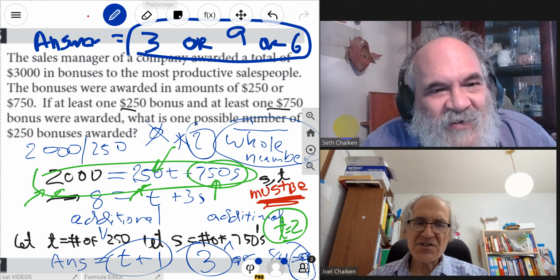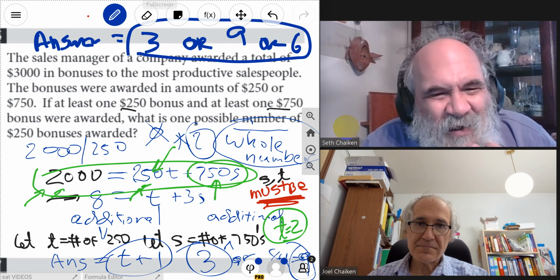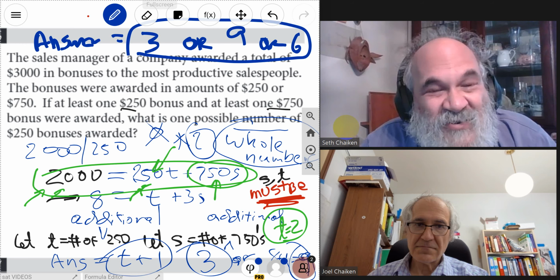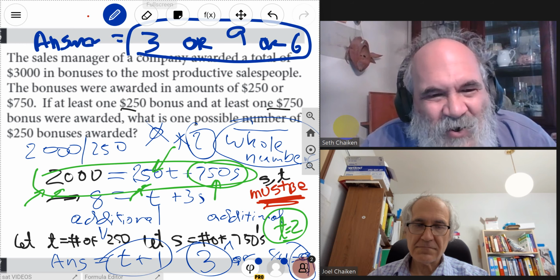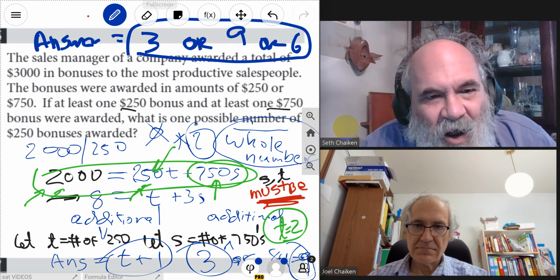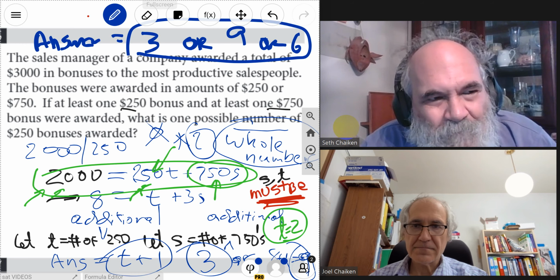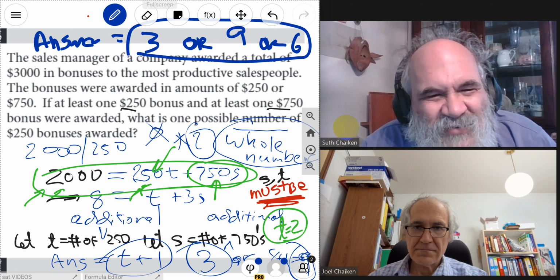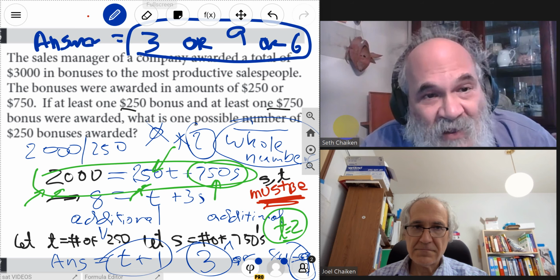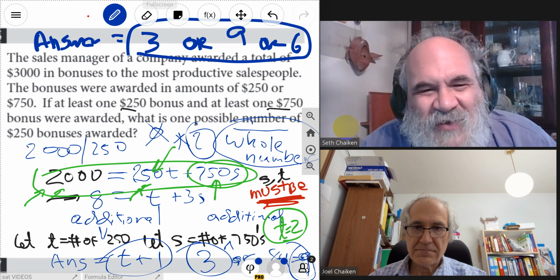So indeed, it is a good idea, given that the coefficient of S is bigger than the coefficient of T. That's a very good strategy because in order to fit 750s into 2000, you have to limit the number of 750s.